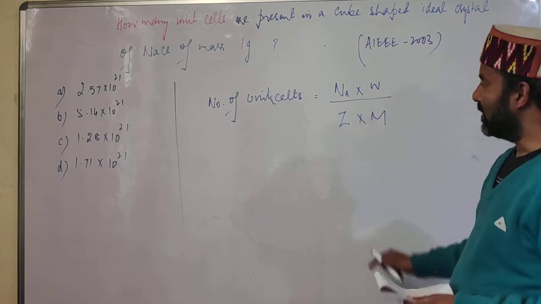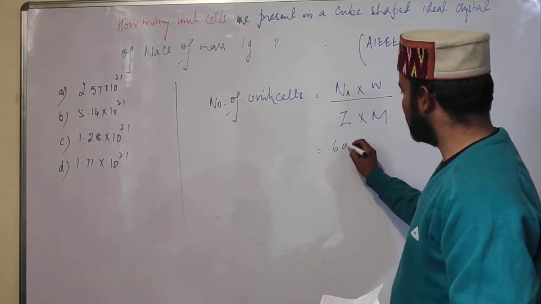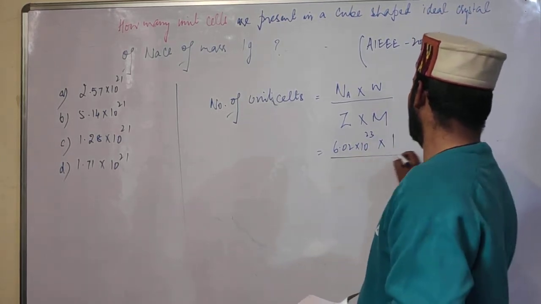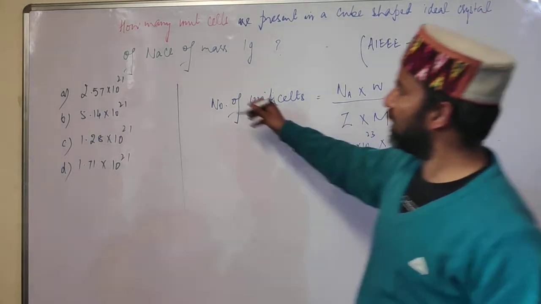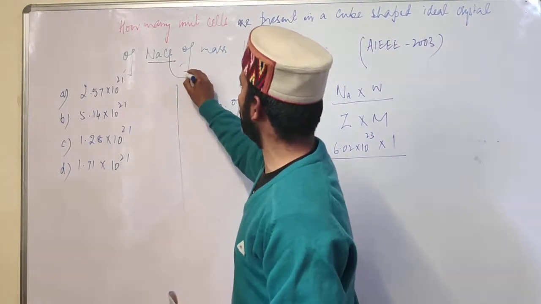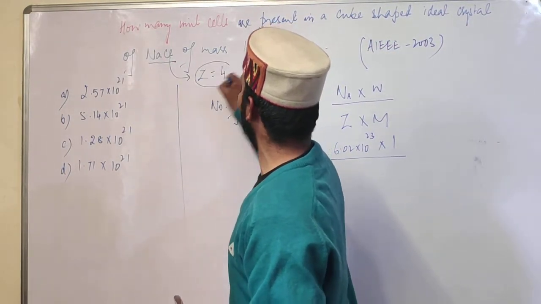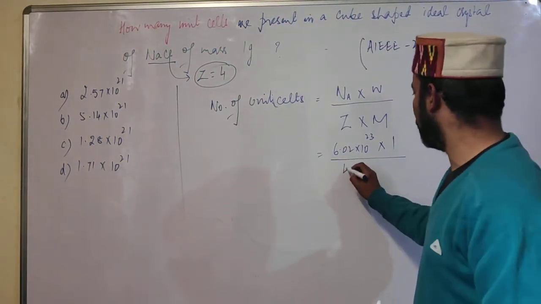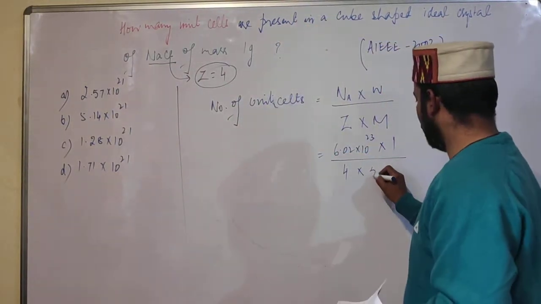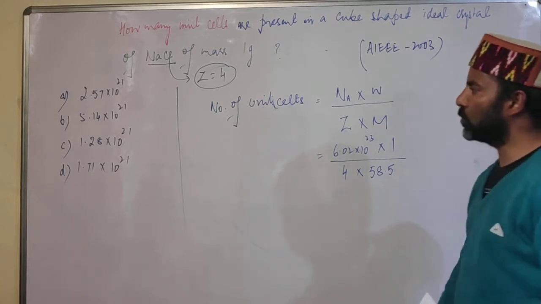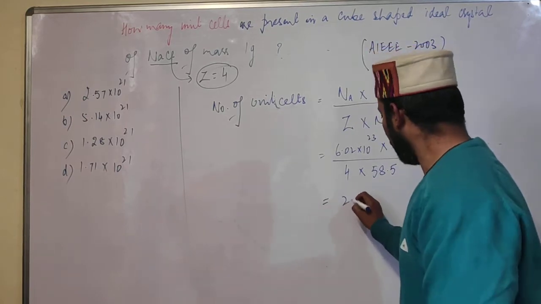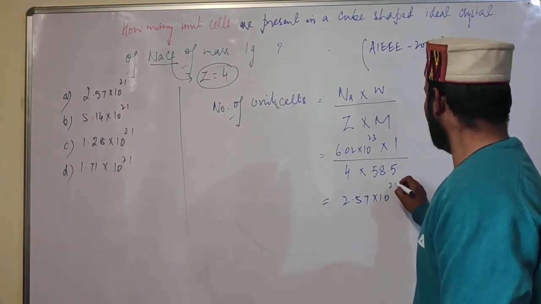Now student, Avogadro number we know is approximately 6.02 into 10 raised to power 23. Weight is given as 1 gram. Z, in case of ionic crystals, will be the number of formula units. And we know that for rock salt structure, the number of formula units is 4. So we put 4 here. And molar mass will be the formula mass of NaCl, which is 58.5. So students, substituting all these values, we get 2.57 into 10 raised to power 21 unit cells.